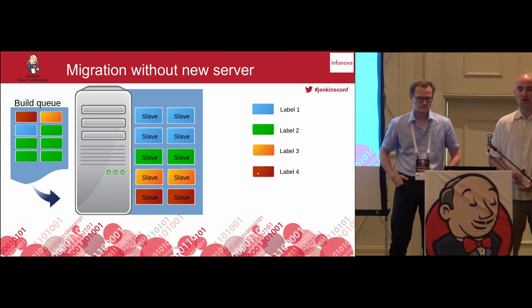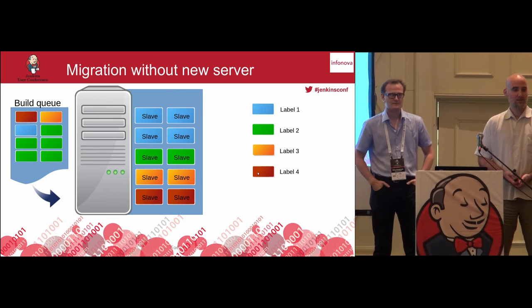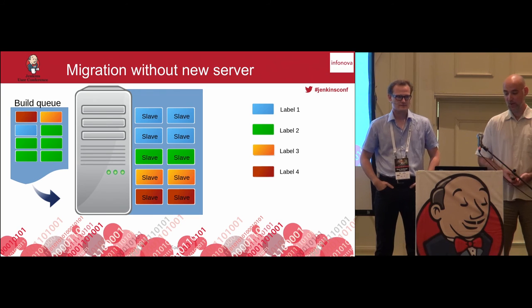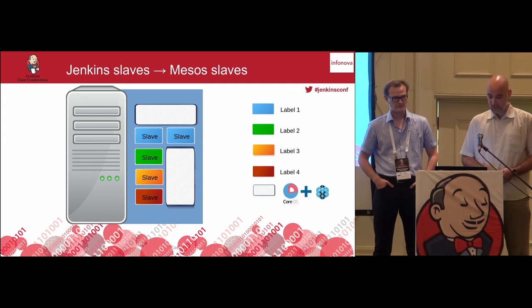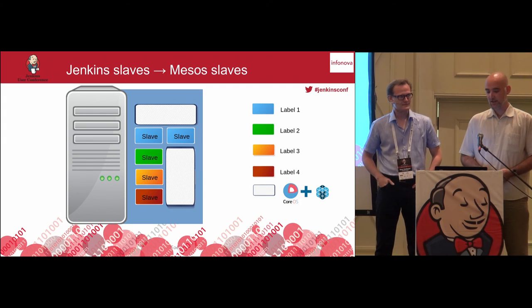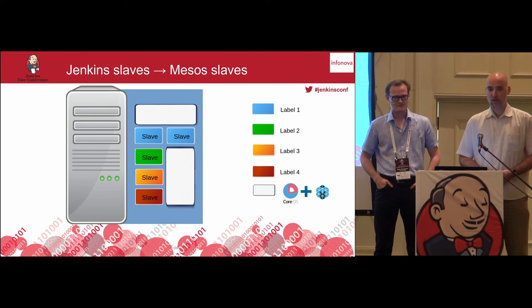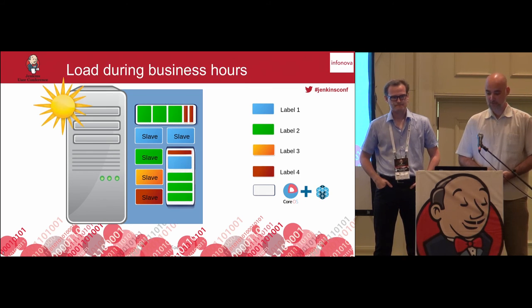Like before, this was our hard allocated, static allocated hardware. We had about 4 labels, different tools, different sizes. As we said before, if a build queue like this comes along, everything is going to work out fine. And what we did is we replaced a couple of static slaves with our CoreOS nodes, which are able to execute dynamic slaves. So during the business hours, there were a lot of jobs configured for the green label and a couple for the red label. These slaves actually could be of different sizes, of course, like we mentioned before.